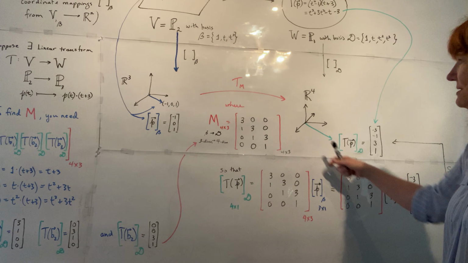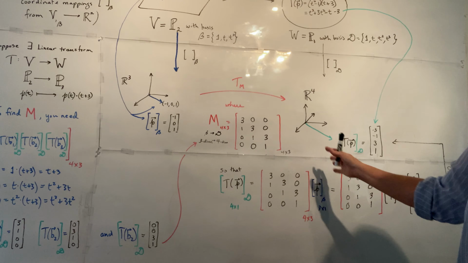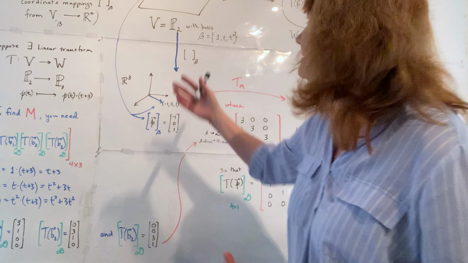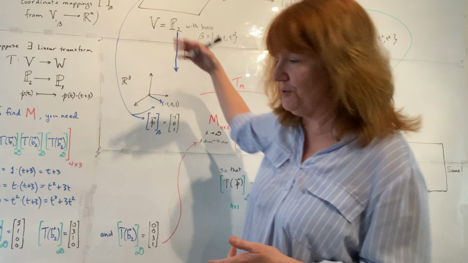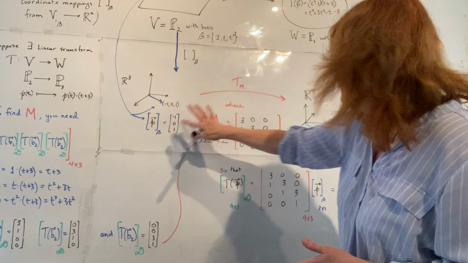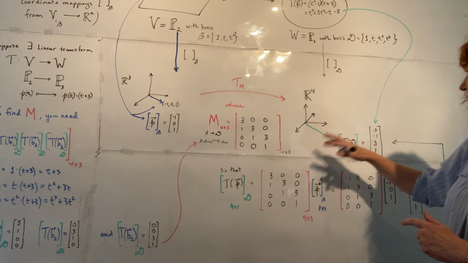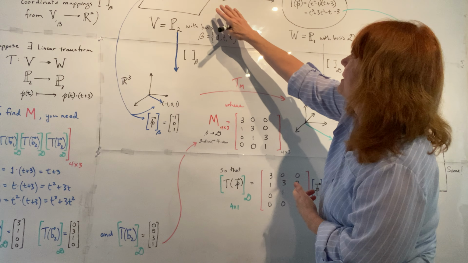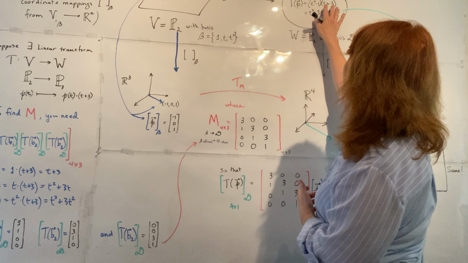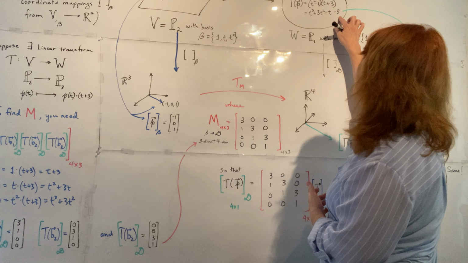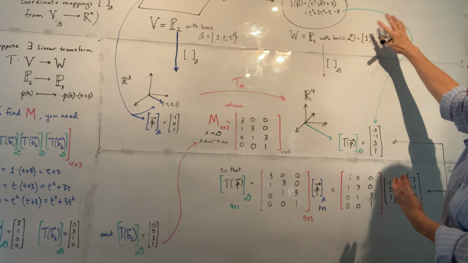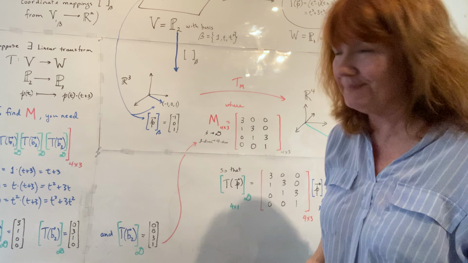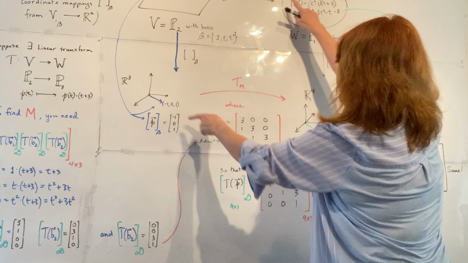Having this matrix will automate that process for all future questions. You should try it. Come up with some polynomial of degree at most 2, find its coordinates, multiply it on the left by this matrix, see what you get, and then compare that to going the other way: taking that polynomial, multiplying it by t plus 3, putting it in descending order, and then figuring out its coordinates using this coordinate mapping. Okay? It should be the same whether you go this way or that way.